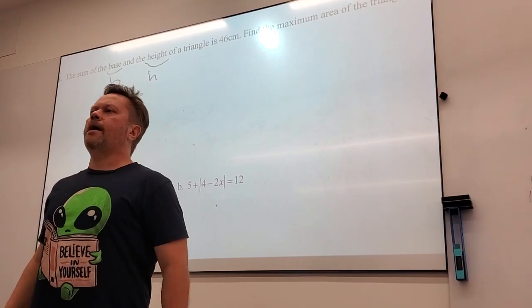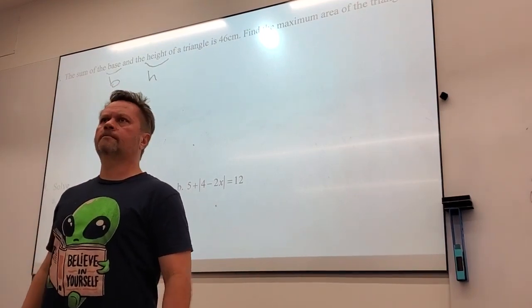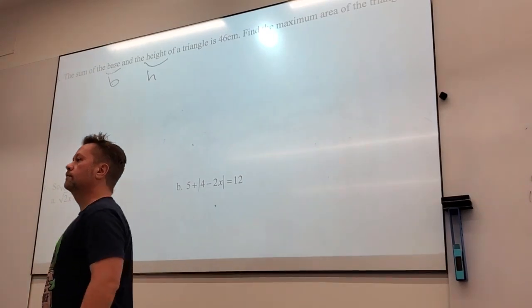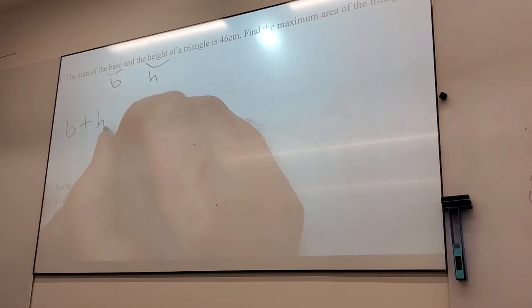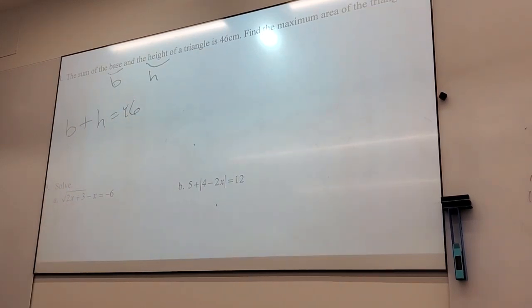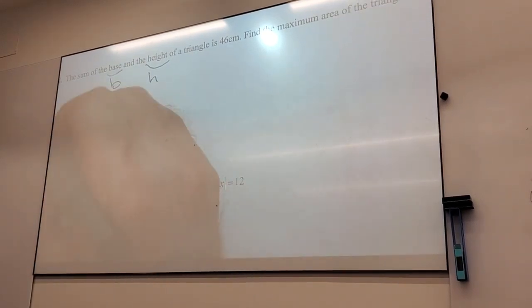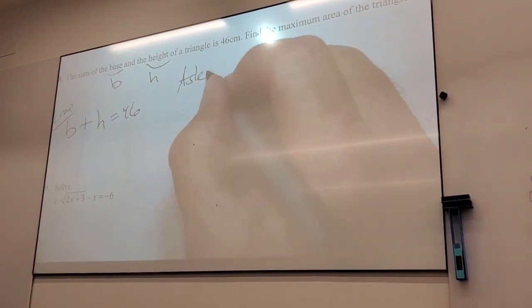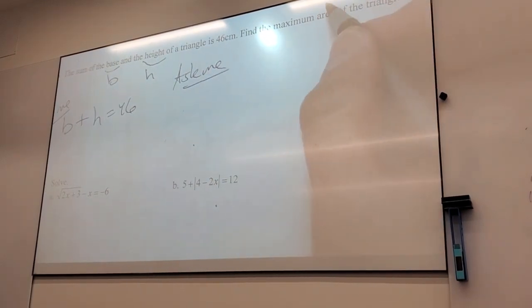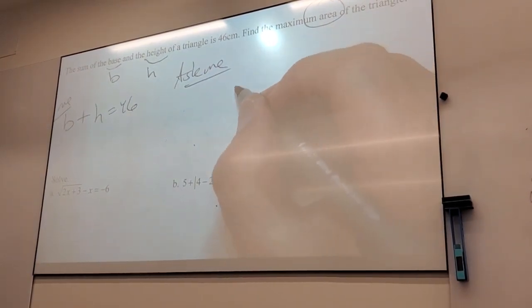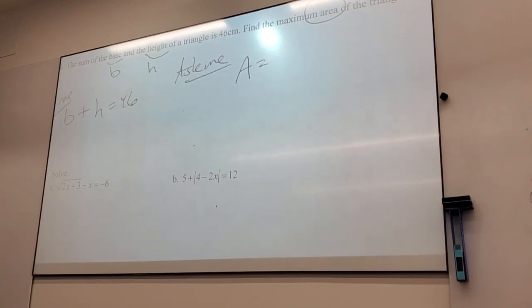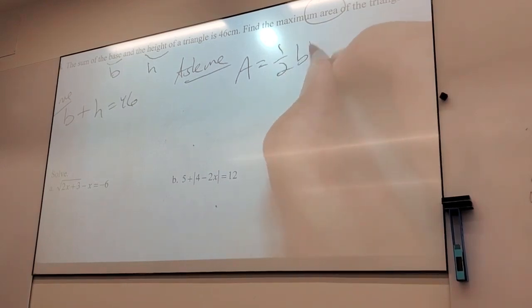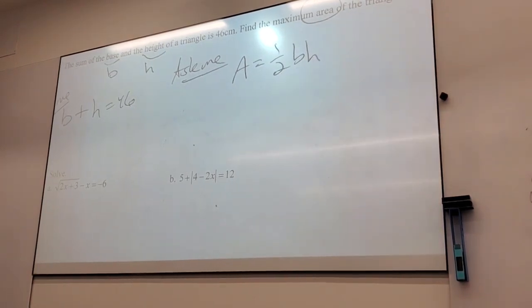First sentence, what math equation does it become? B plus H equals 46. The sum of B and H is 46. So that's one thing I know. This is what they tell me. What do they ask me for? The maximum area. So they ask me for the area. What's the formula for the area? That's B times H over 2. Yeah, it's half base times height. You guys know that, correct?